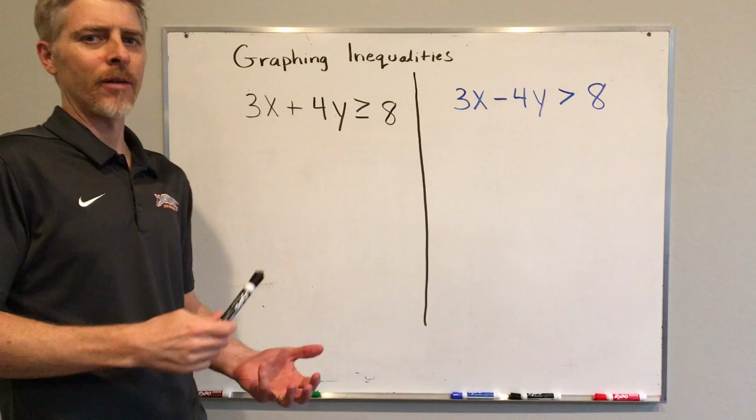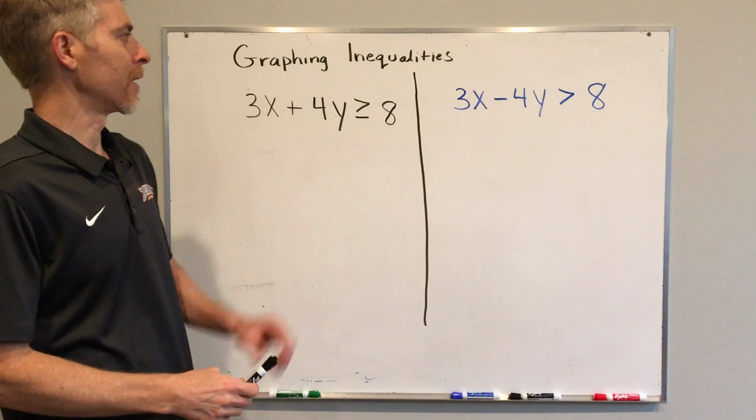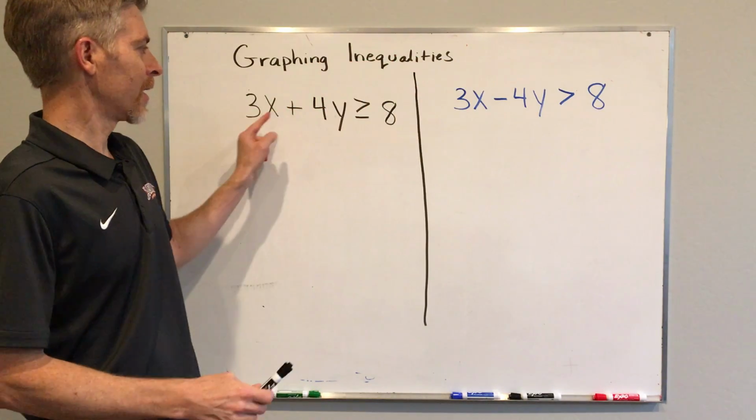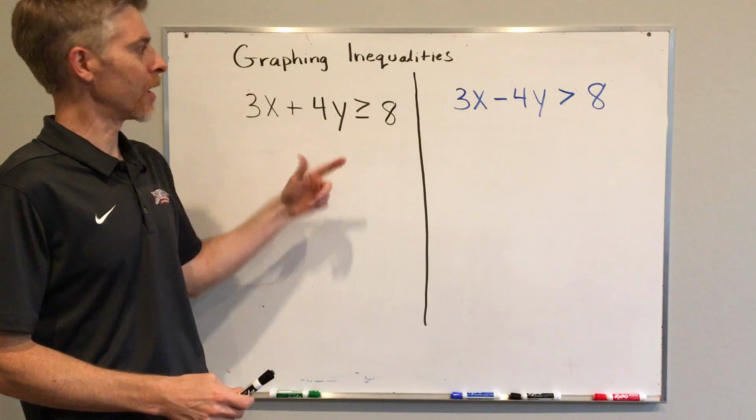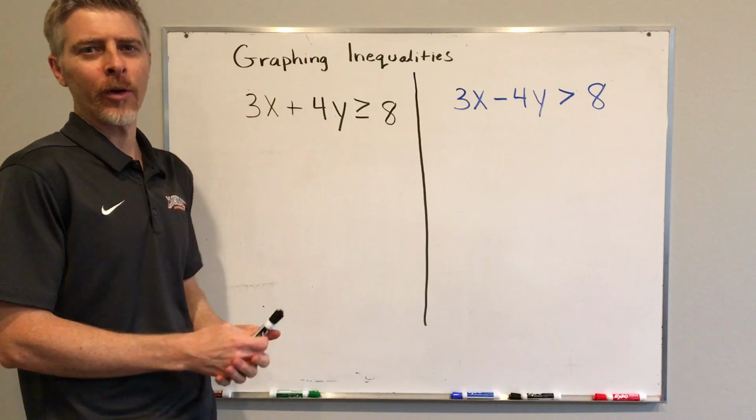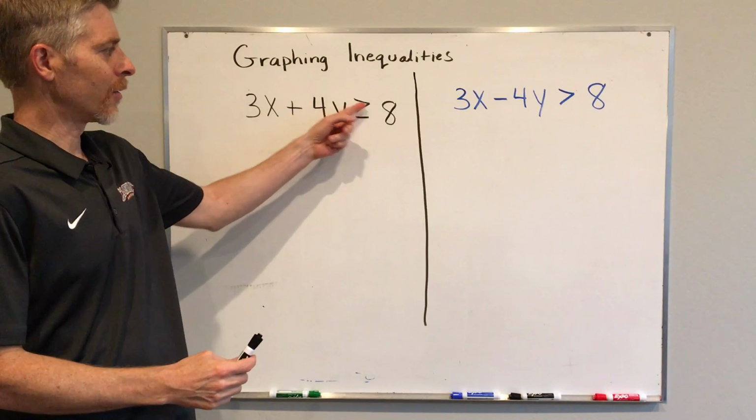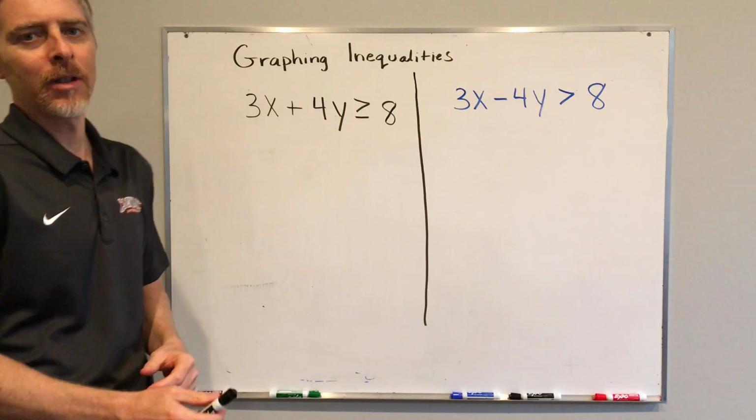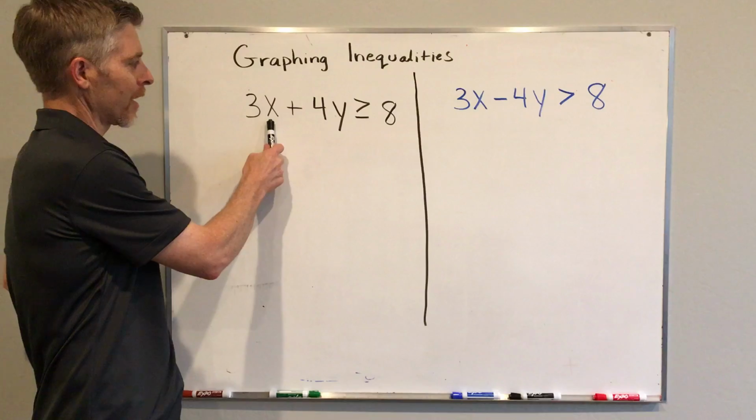This is a review of graphing inequalities. Inequalities, so they're not equations, they look like equations, but there's an arrow, a greater than or less than arrow. In this case, a greater than arrow and an equal sign. So we've got an x and a y.